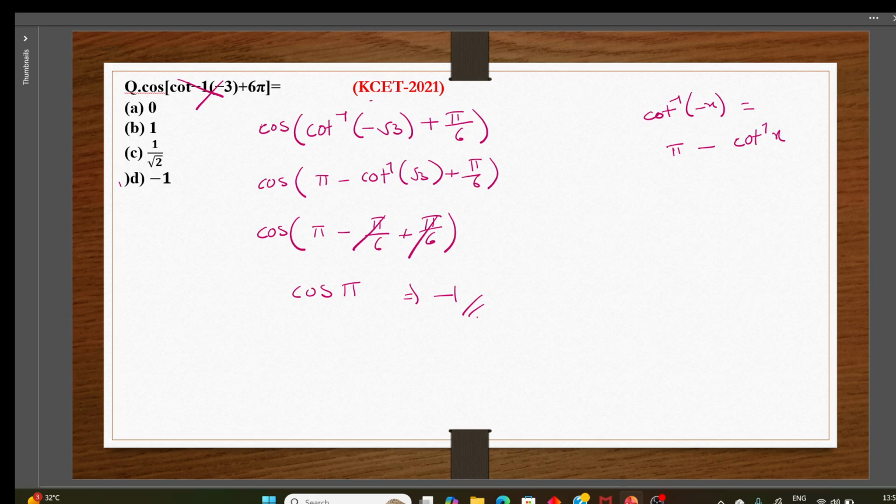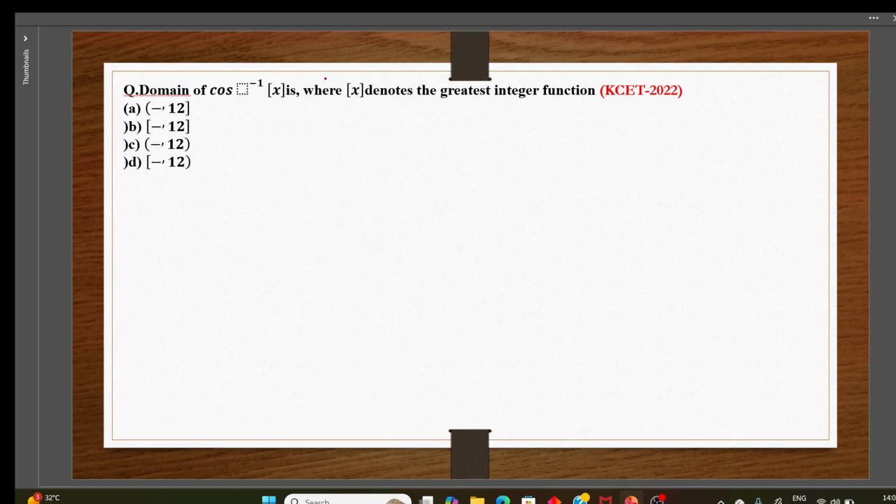So what is the answer? Minus 1 is the answer. This question is from KCET 2021. Clear? Yes. Next question.